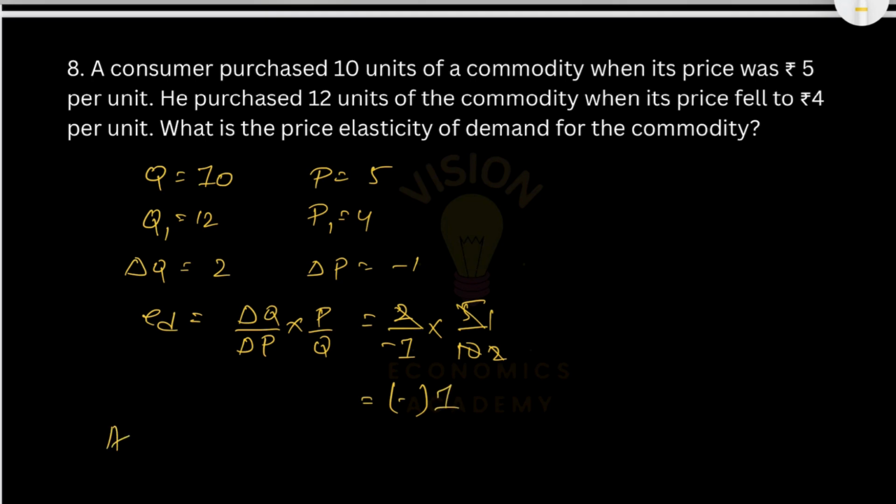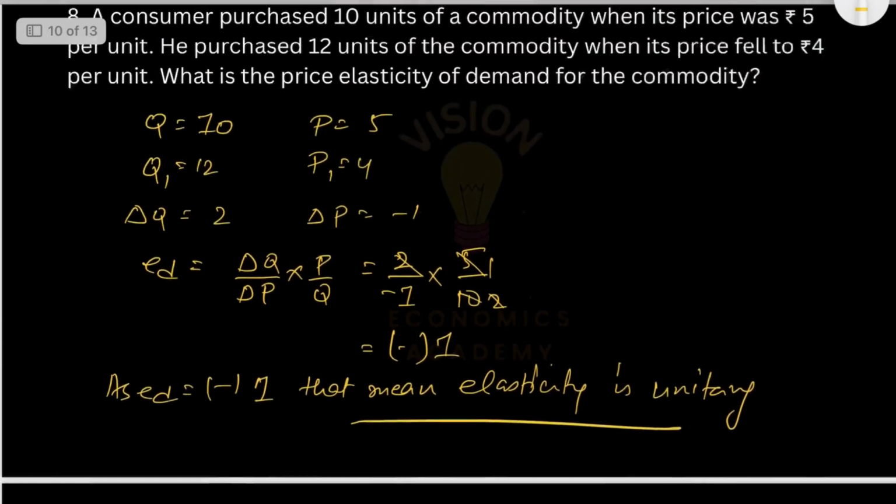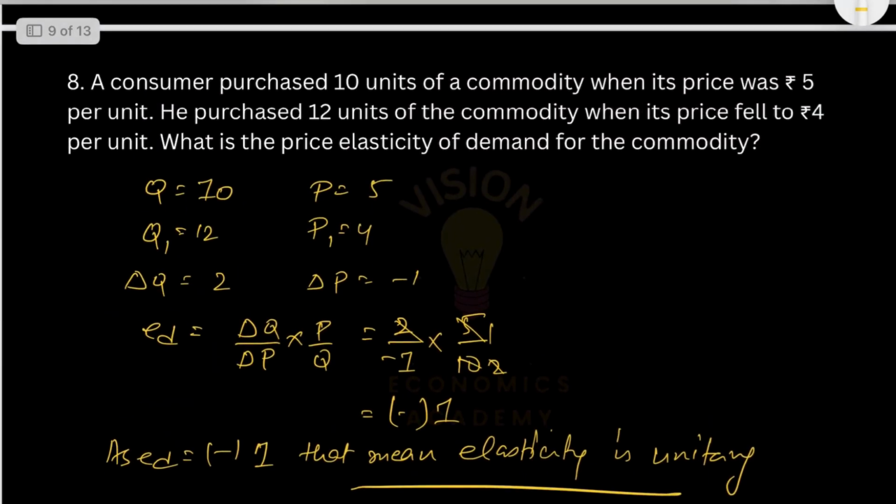So as elasticity of demand is equal to 1 in modulus, that means elasticity is unitary. It's unitary elastic, right? It is equal to 1. Now you can take the screenshot of it for those who want to refer to this. Now let's move on to question number 9.